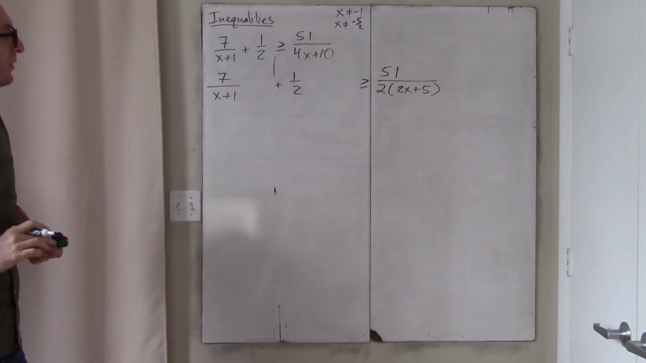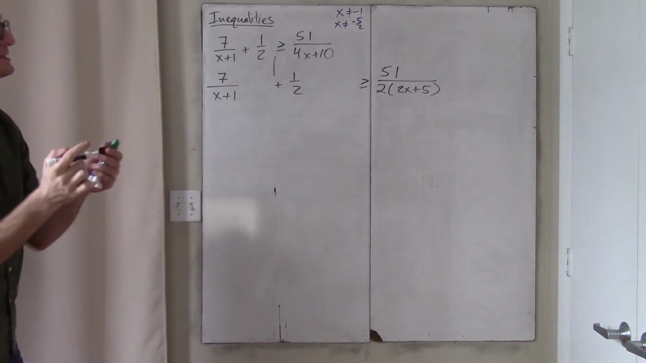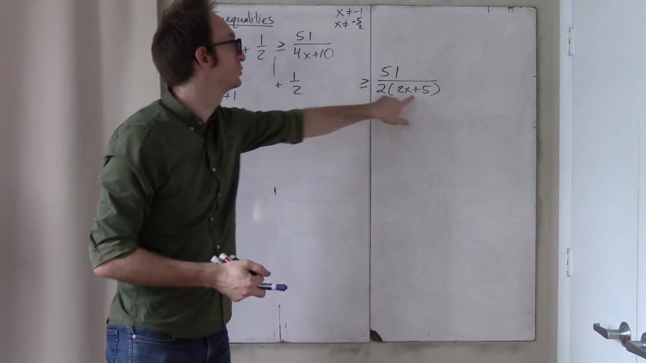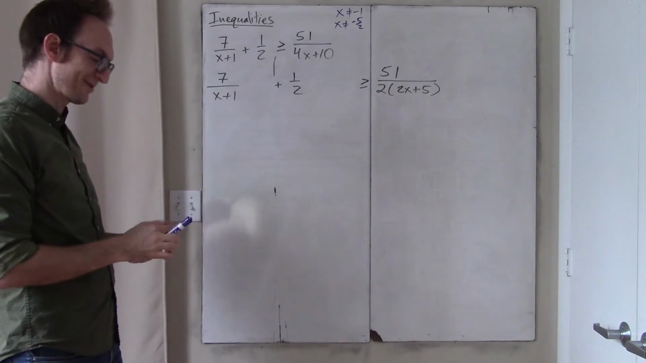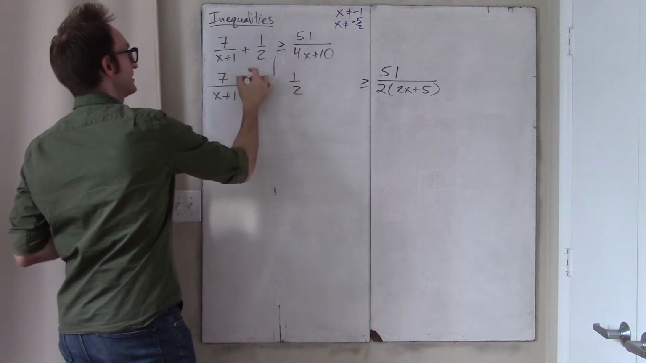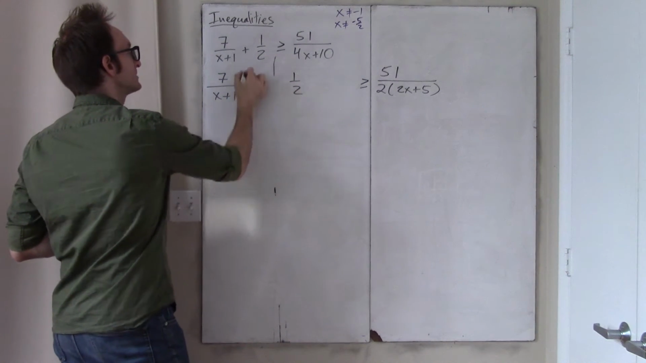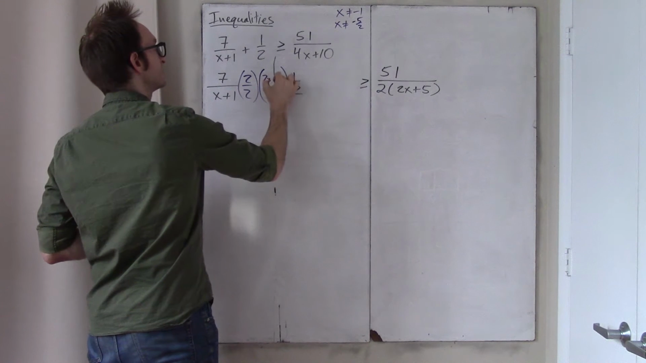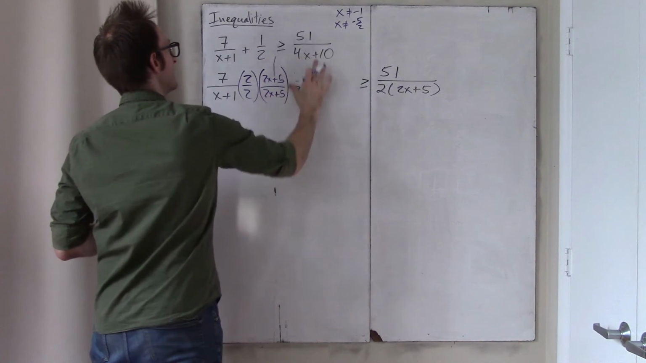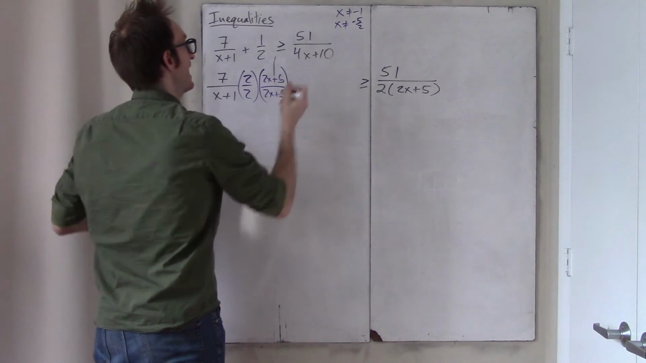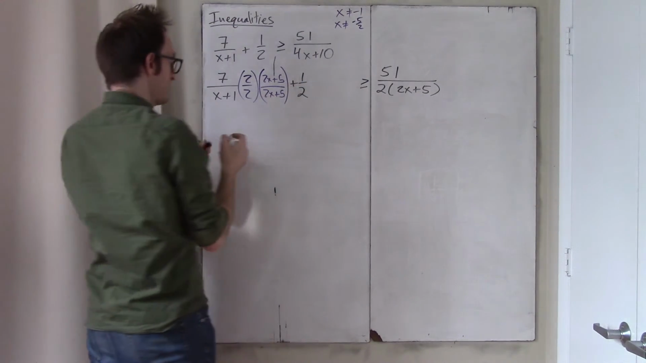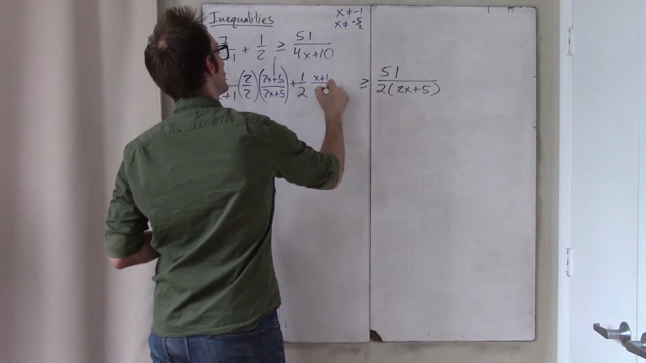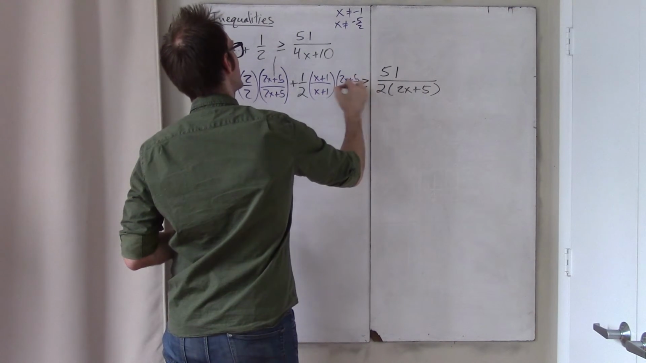Okay, and why am I being so careful? Because now what I want to do is get a common denominator. And what is the common denominator of x plus 1, 2, and 2x plus 5? Well, it's going to be x plus 1, 2, 2x plus 5. There are a couple different ways to do this, but one thing to do right now is to multiply this 7 over x plus 1 by 2 over 2, and also by 2x plus 5 over 2x plus 5. This is the kind of thing that you do in Precalc A, and this was 1/2. And then what do I need to multiply 1/2 by to get the common denominator? Well, I need to multiply by x plus 1 over x plus 1 and 2x plus 5 over 2x plus 5.